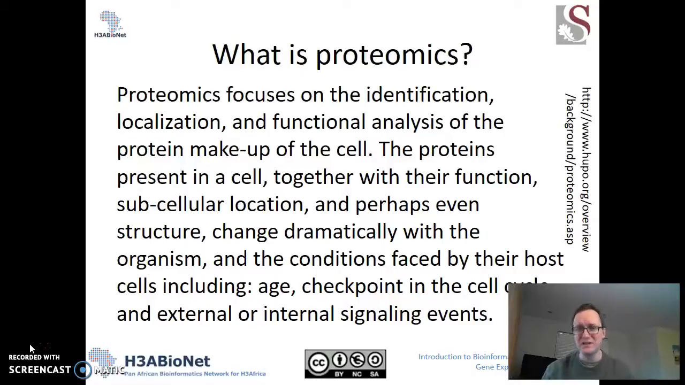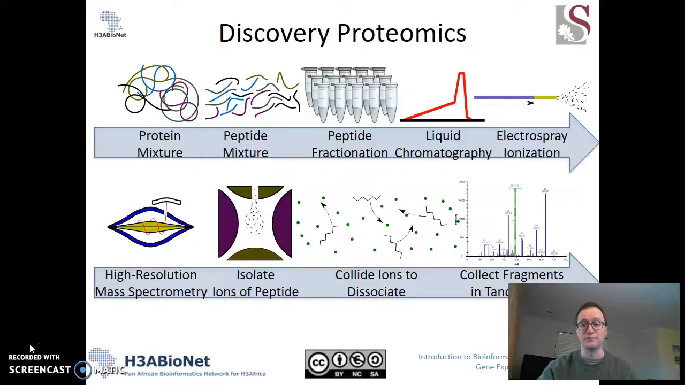The proteins present in a cell, together with their function, subcellular location, and perhaps even structure, change dramatically with the organism, and the conditions faced by their host cells, including age, checkpoint in the cell cycle, and external or internal signaling events. So clearly, it's not just transcripts that are moving up and down in expression. Proteins are too. Where proteins are located within the cell, how they're structured, both in terms of which modifications they're carrying and how they're folded, impacts their function.